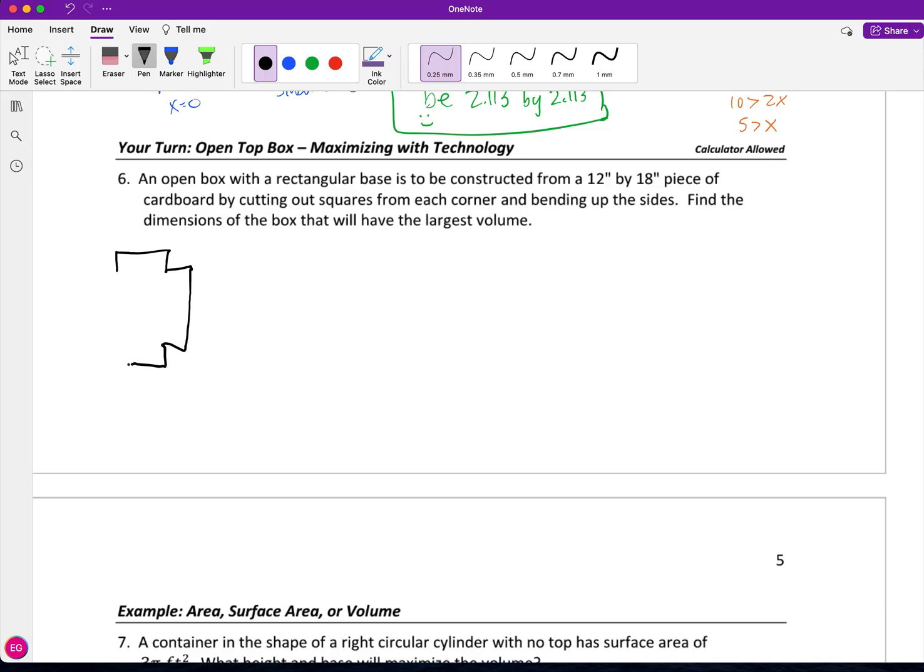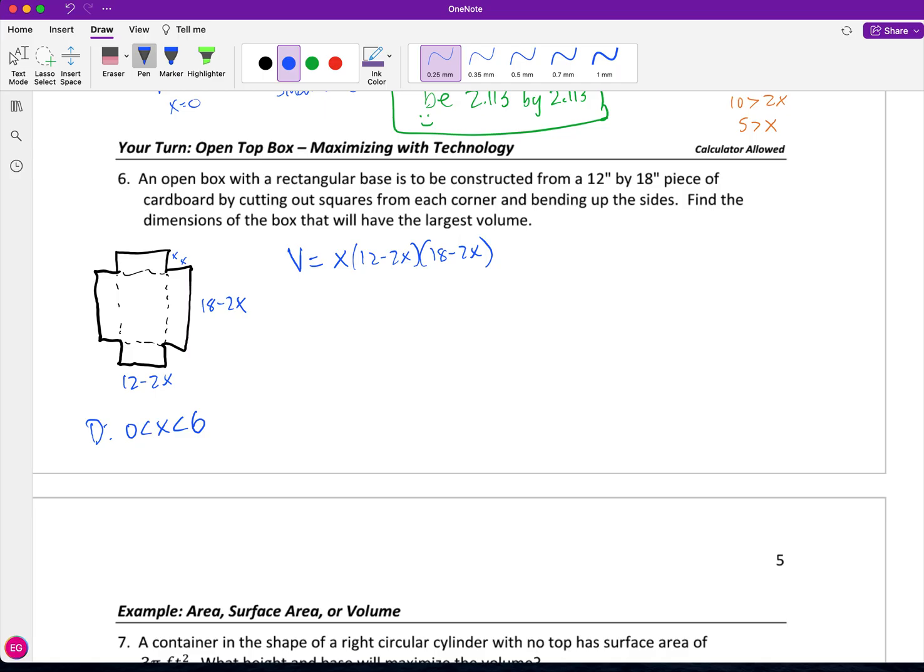All right, so let's draw this thing. I never draw this super beautiful, but there's our open top box. We would fold along these lines right here to create the actual three-dimensional shape. We are removing x and x. One of the sides was originally 18, so it's going to be 18 minus 2x. The other one was originally 12, so it's going to be 12 minus 2x. My domain is going to be 0 to 6. So remember, half of the smaller side length. Volume will be x times 12 minus 2x times 18 minus 2x.